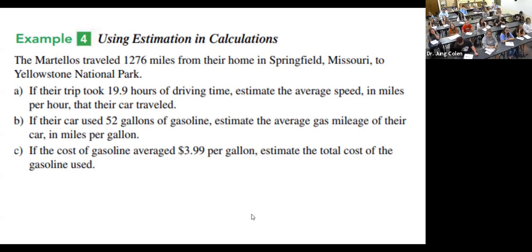Okay. The Martellos traveled 1,276 miles from their home in Springfield, Missouri to Yellowstone National Park. If their trip took 19.9 hours of driving time, estimate the average speed in miles per hour that their car traveled. If their car used 52 gallons of gasoline, estimate the average gas mileage. We have three different questions here.